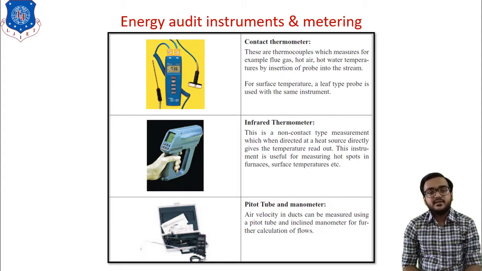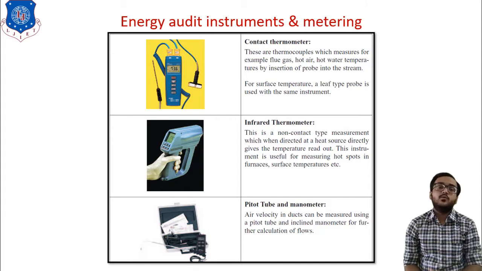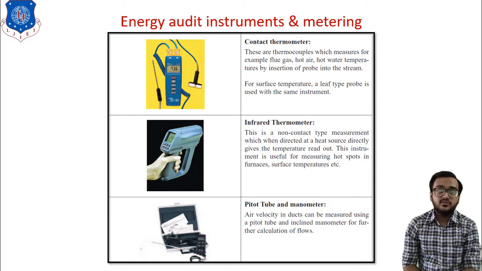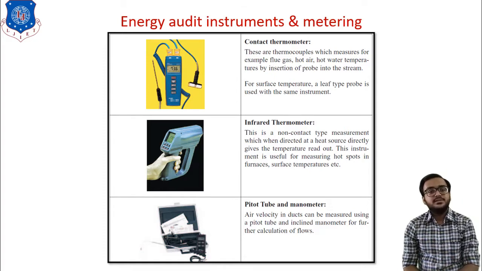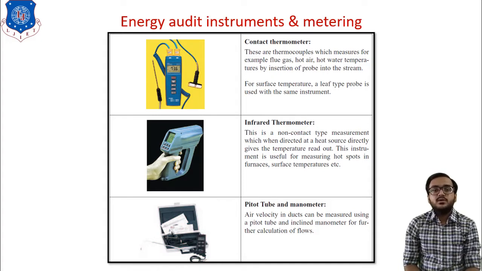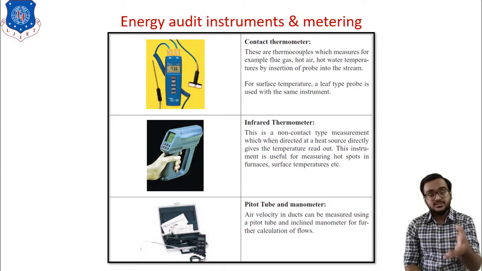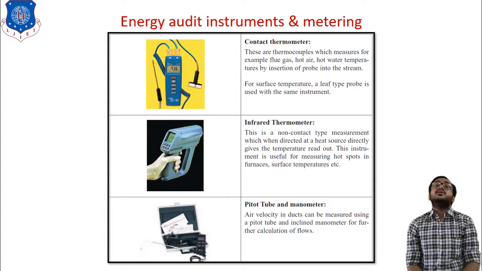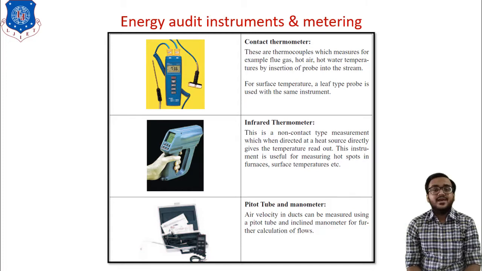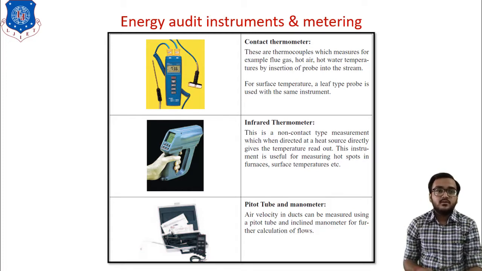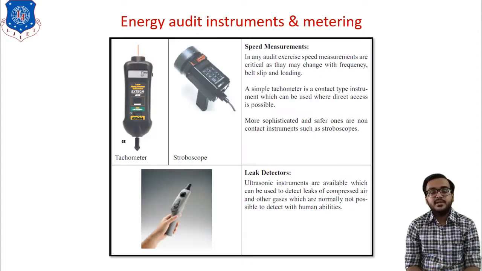Then the infrared thermometer is a non-contacting type of thermometer which is widely used nowadays to measure the temperature of the human body, because of the COVID situation. Then you can say the pitot tube and the manometer. The pitot tube and manometer are devices which can be used to measure the velocity of air and hence the pressure of fluid flow. Again, similar kinds of devices we have already discussed in FM, like the venturi meter and the orifice meter.